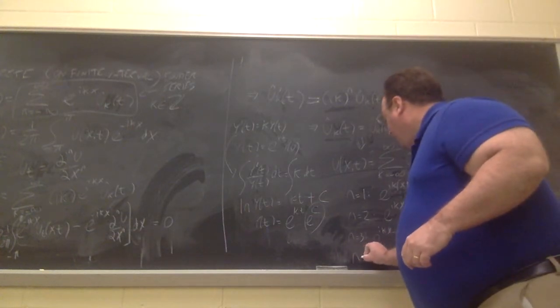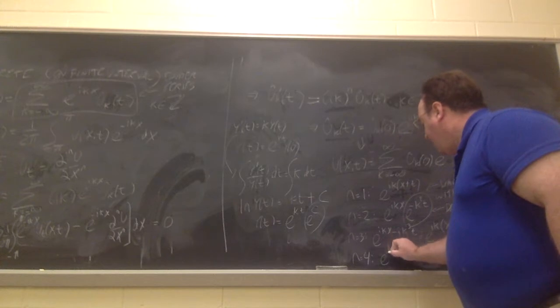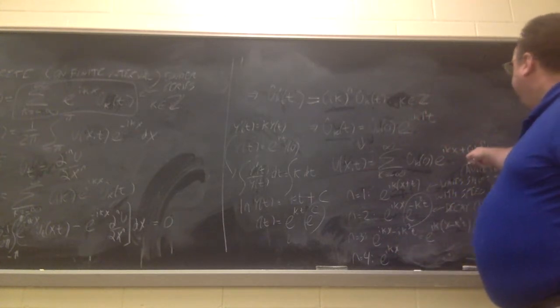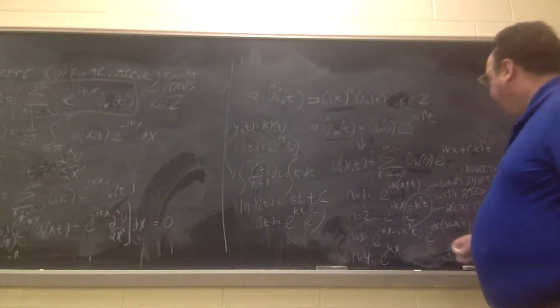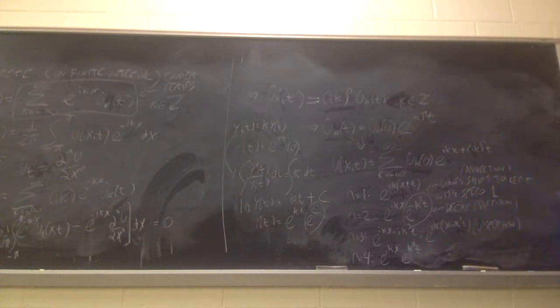And finally, n equals 4. So we have e to the i k x, and then i to the 4th is plus 1. So it's e to the positive k to the 4th t. So what's happening to the waves in that case? It's not decay, but growth. Yes, exponential growth.